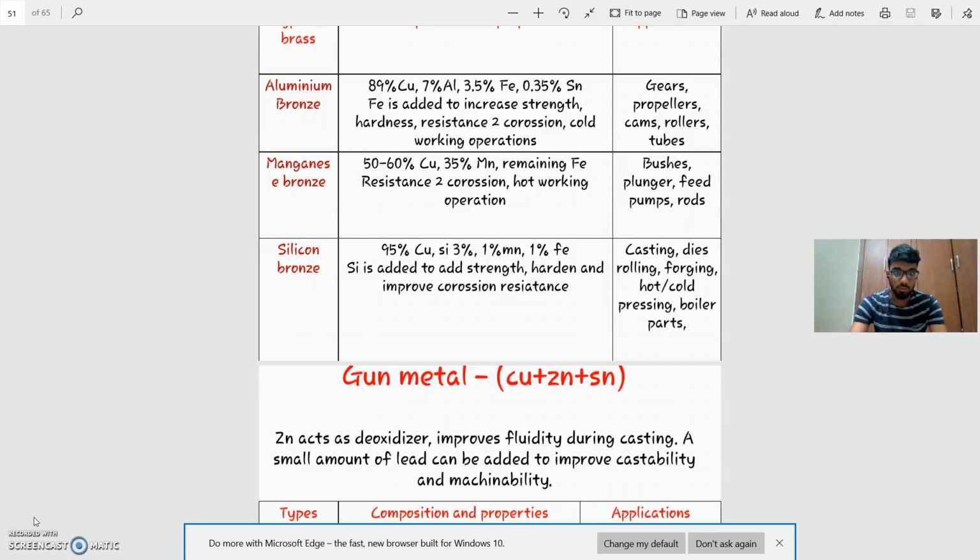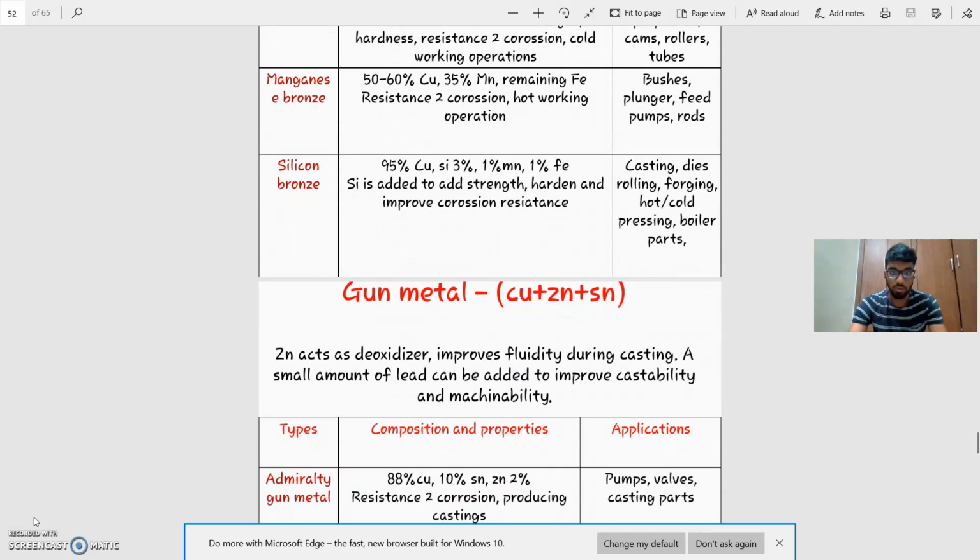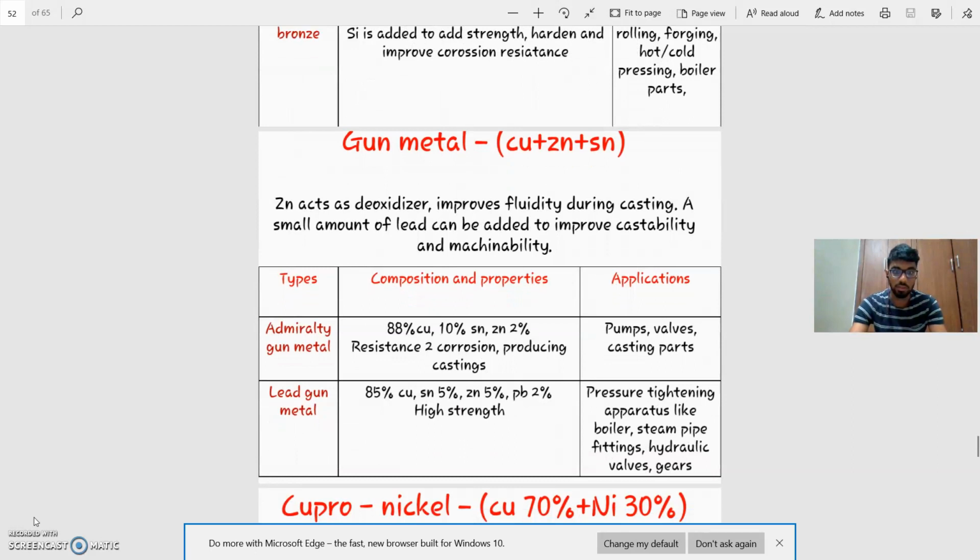Manganese bronze. 50 to 60% copper, 35% manganese, remaining Fe; resistance to corrosion, hot working. Applications are bushes, plungers, feed pumps, rods. Silicon bronze. 95% copper, 3% silicon, 1% manganese, 1% ferrous. Silicon is added to add strength, hardness, and improve corrosion resistance. Applications are casting dies, rolling, forging, hot or cold pressing, boiler parts, etc.